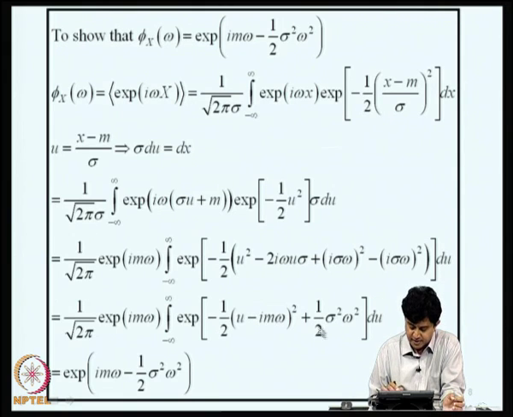The remaining term is free from the variable of integration u, therefore it can be pulled outside, and what remains would be the area under the Gaussian probability density function, which is 1. So we get the characteristic function in the required form.